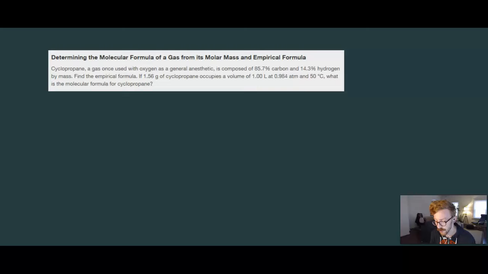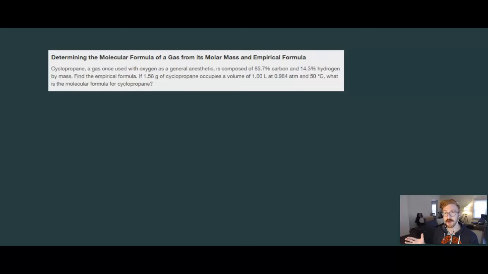Cyclopropane, a gas once used with oxygen as a general anesthetic, that's kind of scary, is composed of 85.7% carbon and 14.3% hydrogen by mass. Find the empirical formula. Okay, so if 1.56 grams of cyclopropane occupies a volume of 1.00 liters at 0.984 atmospheres and 50 degrees Celsius, what is the molecular formula? This is a lot of information, but we can use some of our skills from prior chapters as well as what we just derived to tackle this.